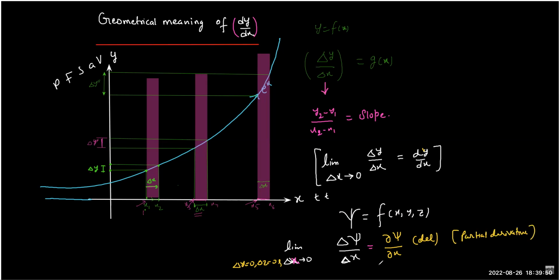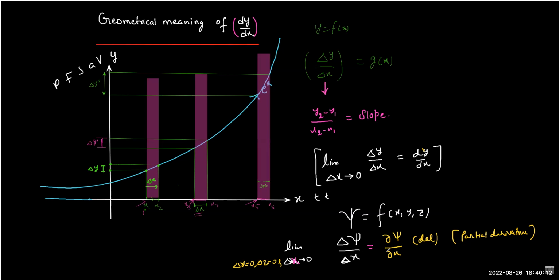Understood? So that is the meaning of partial derivative. You do not change other variables, so other variables will behave as if they are constant, and because they behave as if they are constant, then you can change the x.